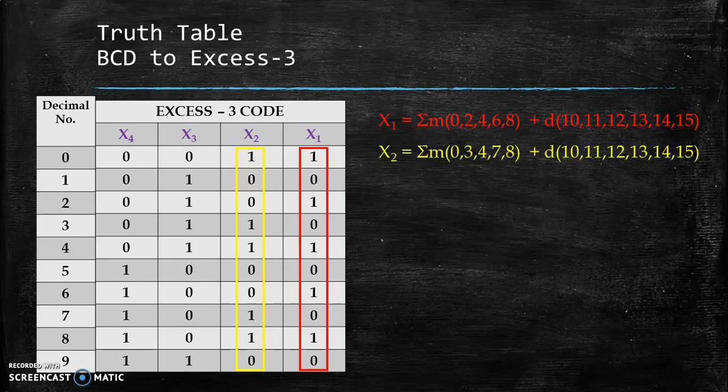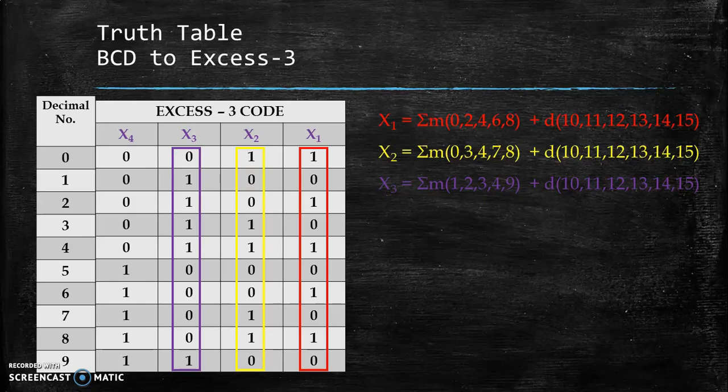So X2 can be written as summation of minterms 0, 3, 4, 7 and 8. Now again we verify 0, 3, 4, 7 and 8. For these 5 different minterms we are getting output X2 as high. And same way we take a don't care condition for 10, 11, 12, 13, 14, 15. For X3 again we can write a summation of minterms, and that is 1, 2, 3, 4, 9. We can verify 1, 2, 3, 4 and 9.